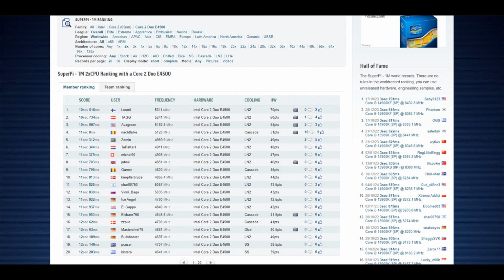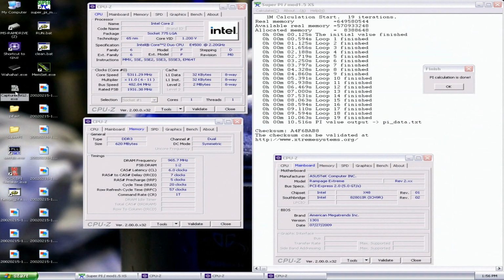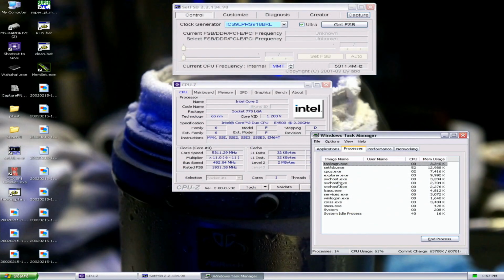Okay, over a 200 millisecond gain over the previous rank one score made by TAG from Austria, 10.734 seconds. My run is 10.516. He ran the CPU at 5241. I ran the CPU at 5310. And we are like 110 megahertz away from the top frequency. So we could actually try it right now. It will be tough. It will be the toughest of all these tests, I mean.